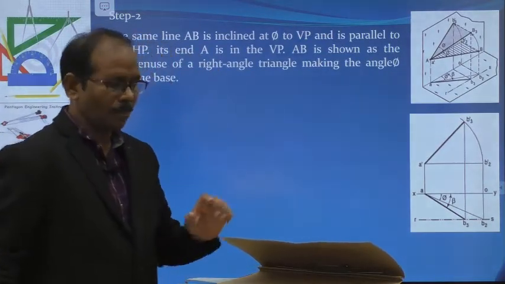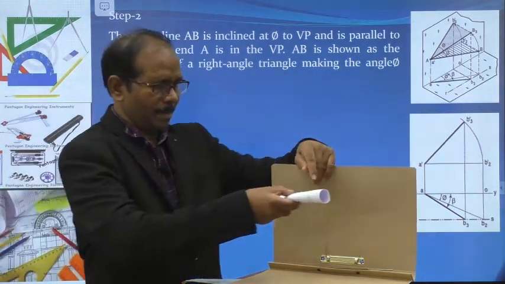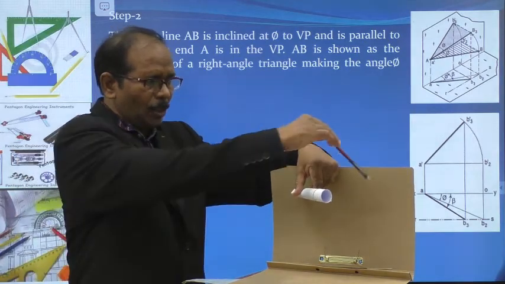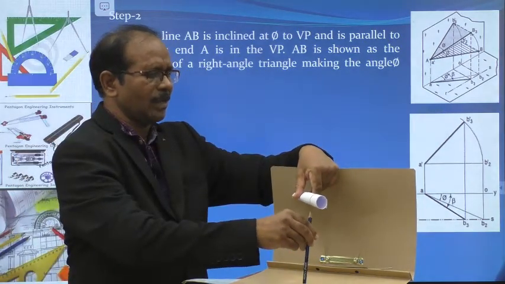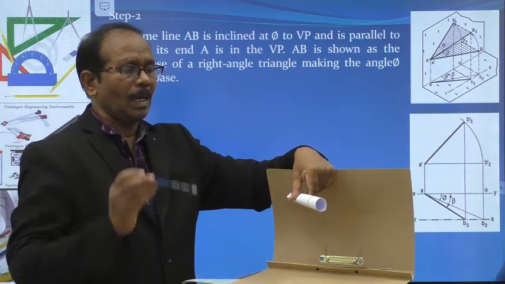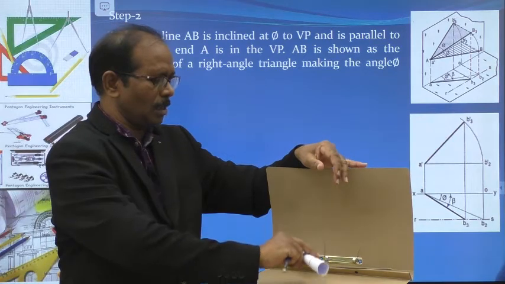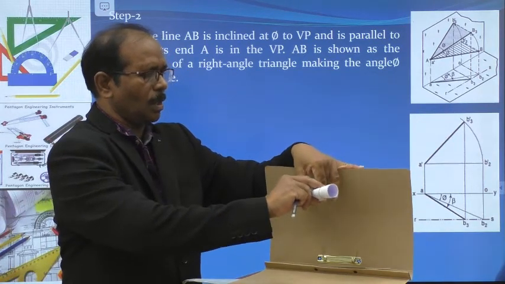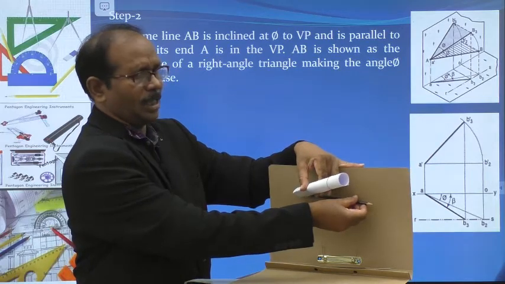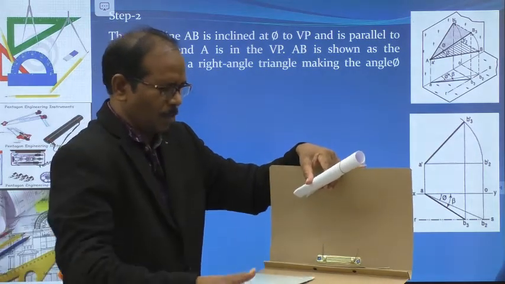Step 2. Assume the line inclined to VP. Let's observe. Inclined to VP, parallel to HP. Parallel to HP means equal height. Right. So this is the second position. A line inclined to VP, parallel to HP. So this is the top view. Now project. This is the front view. Just put a model.